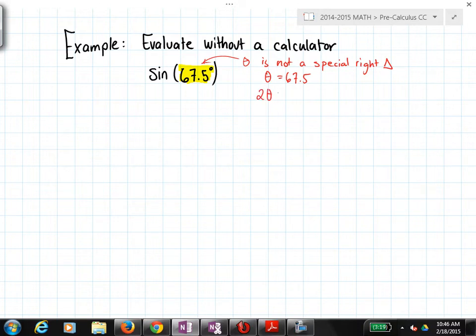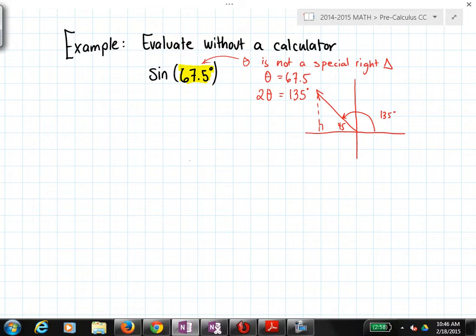If I double this, what is 67.5 times 2? 135. And if I sketch 135, can I find this? Yes, because if I sketch 135, it's going to land over here. And remember, this is 135, but the reference angle is 45, and that's what I'm going to be interested in right now. So since I doubled it, remember, theta equals 67.5.